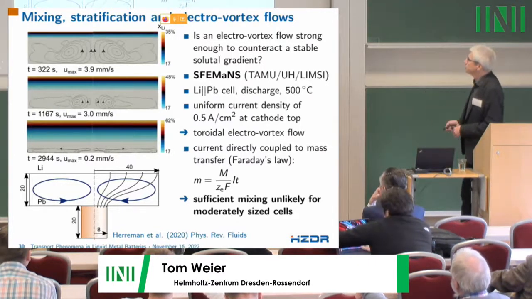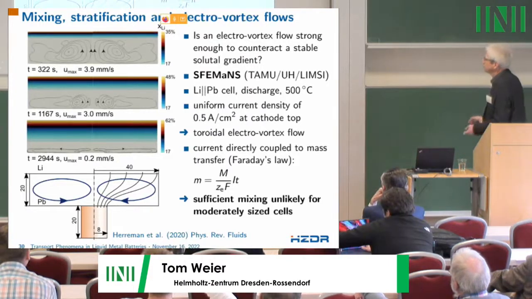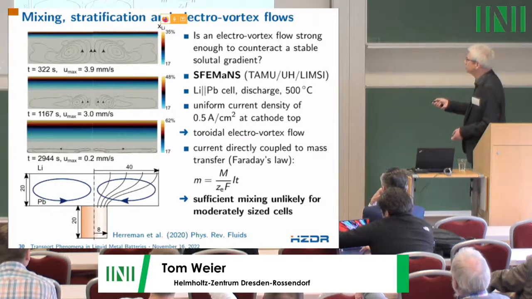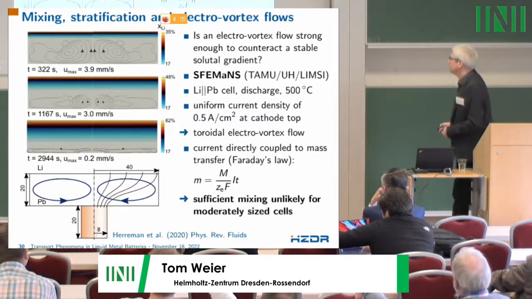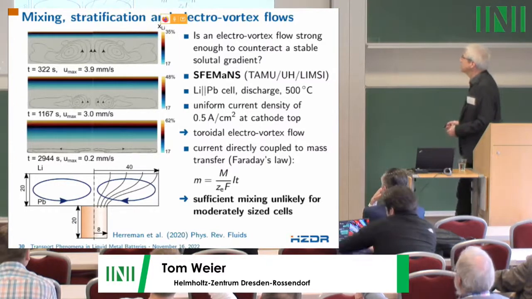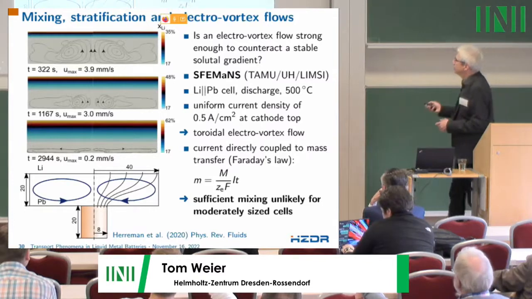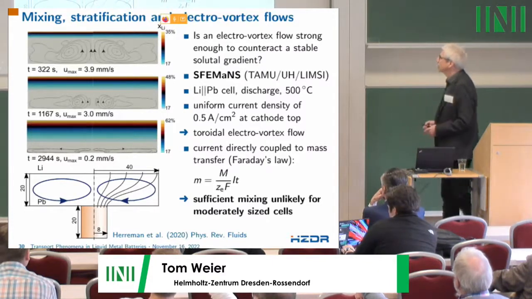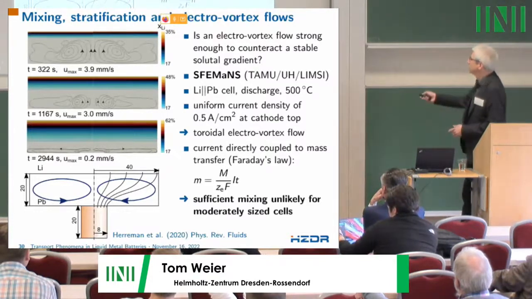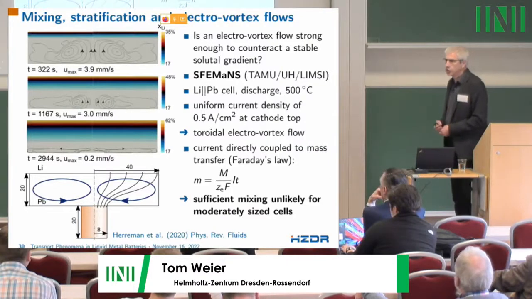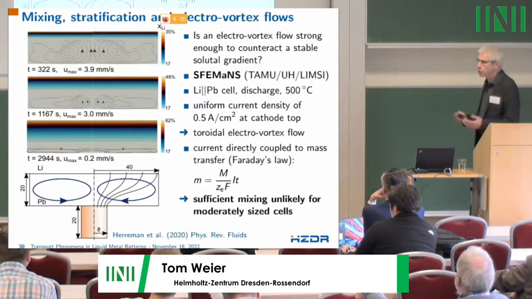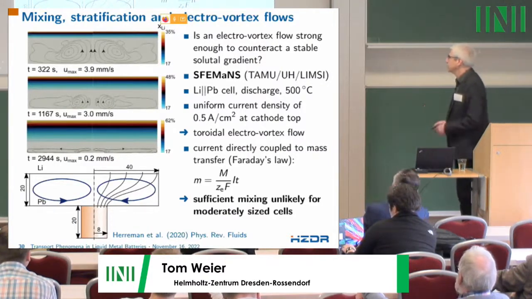So the stable density stratification wins against the electro-vortex flow, so to say, and he came to the conclusion that sufficient mixing is unlikely for moderately sized cells. And this is because you can relate the strength of the electro-vortex flow as well as the strength of the density stratification solely to the current going through the cell. So both are related, and you can make an estimate.